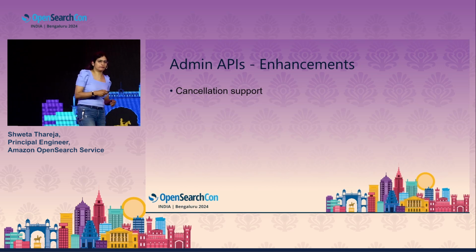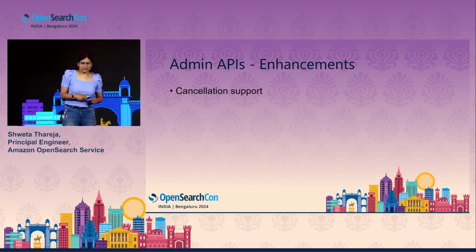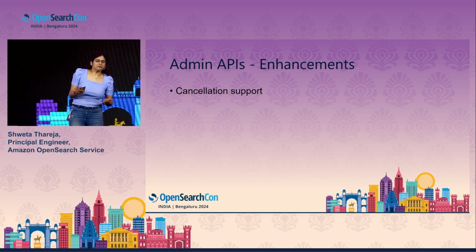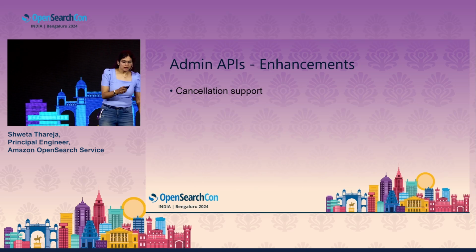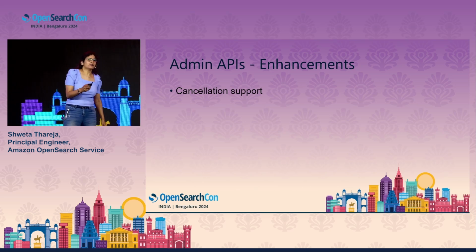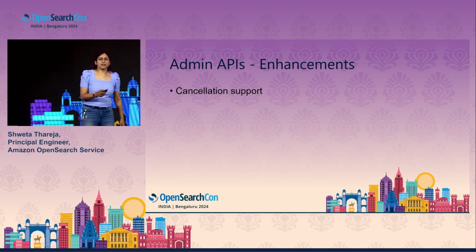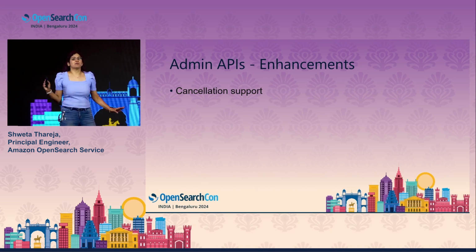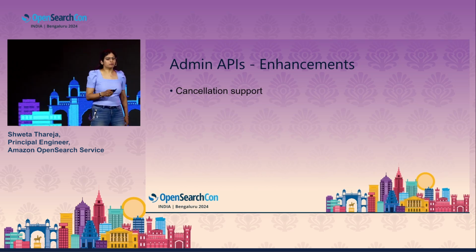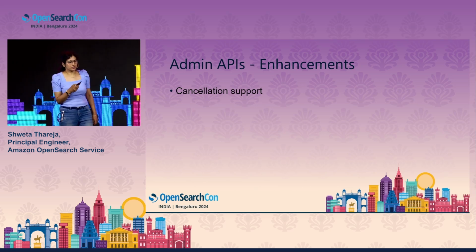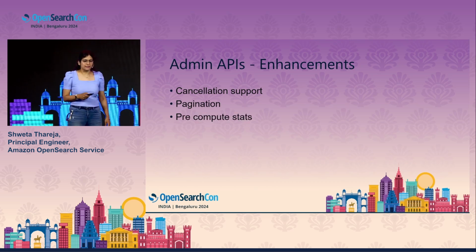Let's take an example of cat shards. When you have only, we were talking about 30 indices with 5 shards, it's just 150 shards. It's all fine. The cat shards API works very smoothly. But the moment you have, let's say, 100K or 500K shards, like Prabha was talking about, that's when the API will never return a response. It will just time out, always, because it has to do so much compute. So some of the improvements that we are looking for most of the admin APIs are cancellation support and pagination for those APIs.